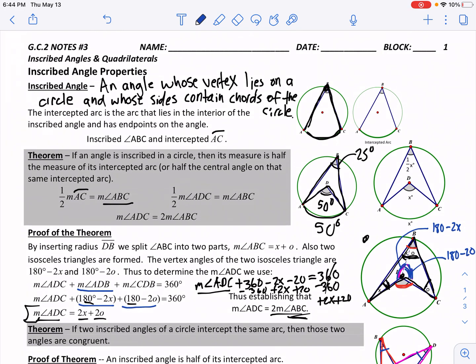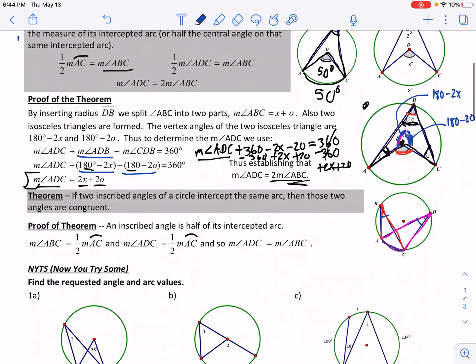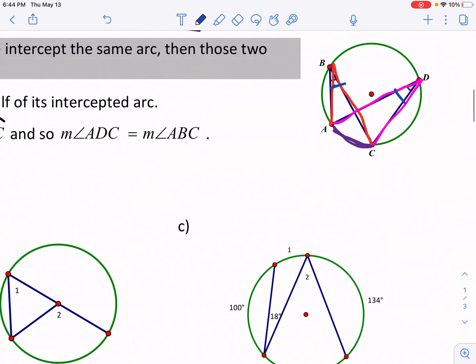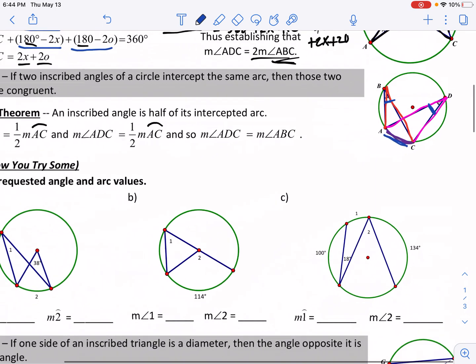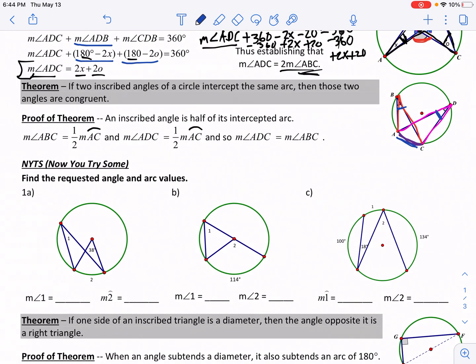An inscribed angle's measure is half of its intercepted arc. That's what we talked about in this theorem up here. So whatever ABC is, that's going to be half of what AC is. Similarly, whatever ADC is, that's going to be half of this arc too because it has the same arc. So if they're both equal to half AC, they must both be equal to each other. That's kind of like our transitive property, right? Take out the middle man. If they both are half of the same intercepted arc, then their measures must be equal to each other.